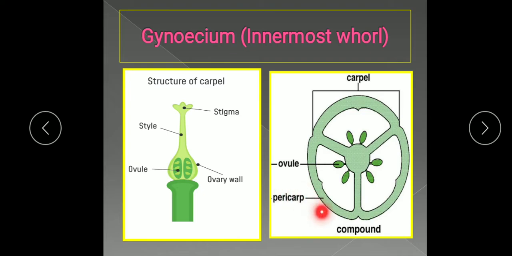The outer wall of the ovary forms the pericarp in the fruit, and the ovules change into seeds after fertilization, and these are the carpels. So here you will see three carpels are there in this ovary. This is a compound ovary.